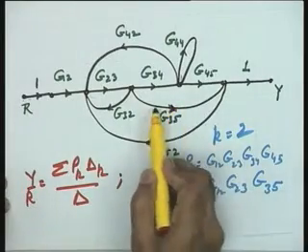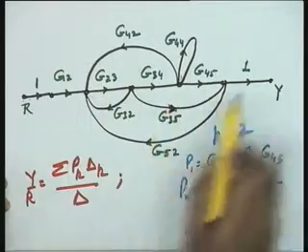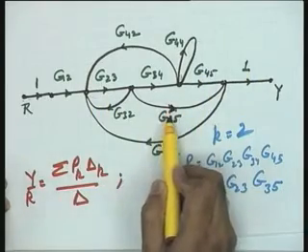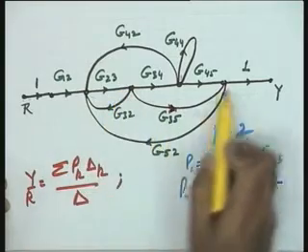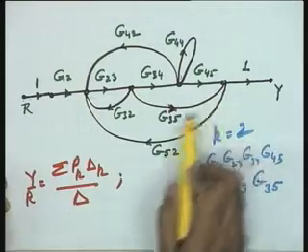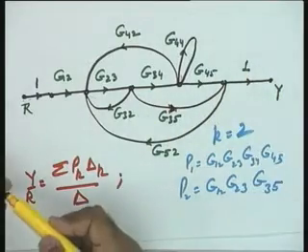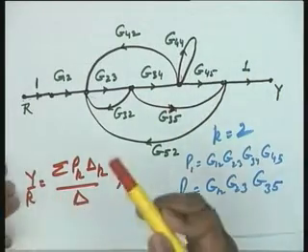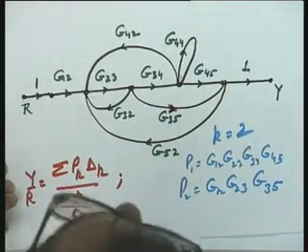Don't make a mistake here. This is not a loop because the direction is this. It's a feed forward, not a feedback signal. This point may please be noted. Through G35, it's a feed forward signal. It's not a feedback signal. That is why it's not forming a loop. Okay? So you have identified 5 loops. So it means 1 minus the 5 loop gains will easily come. There is no problem there.